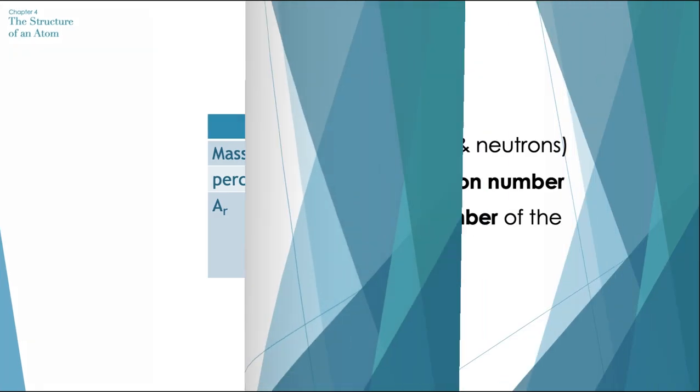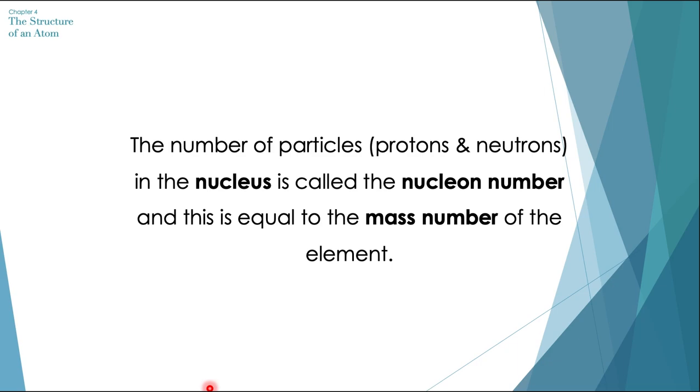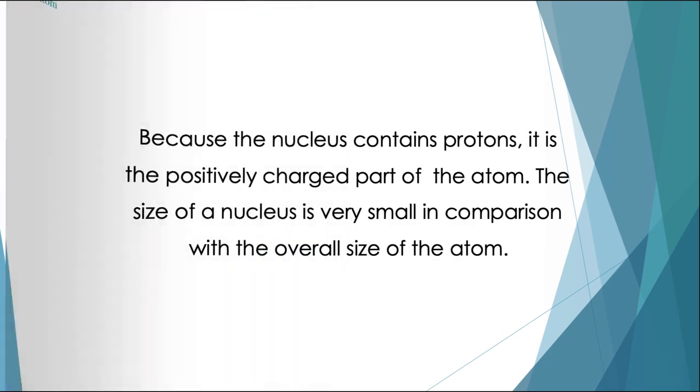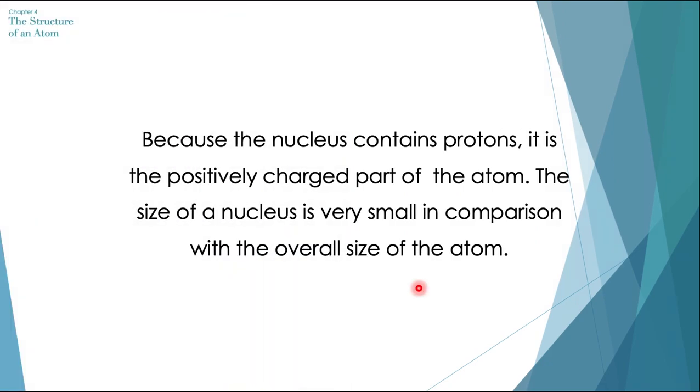So the number of particles in the nucleus is called the nucleon number, and this is equal to the mass number of the element. Because the nucleus contains protons, it is the positively charged part of the atom. Neutrons in the nucleus are neutral, they do not have any charge. But the protons have a positive charge, and so this part of the atom is the positive part of the atom. The size of a nucleus is very small in comparison with the overall size of the atom.